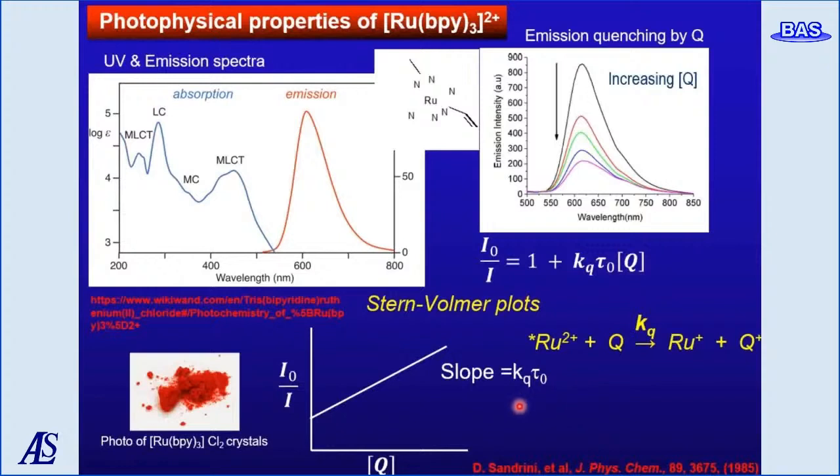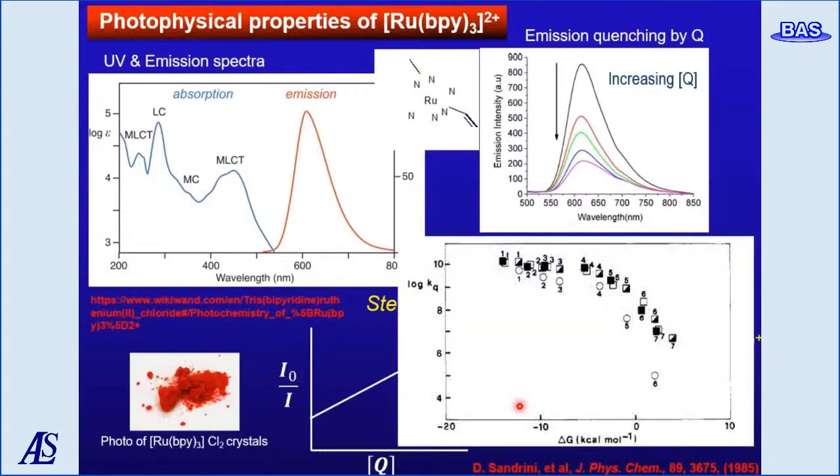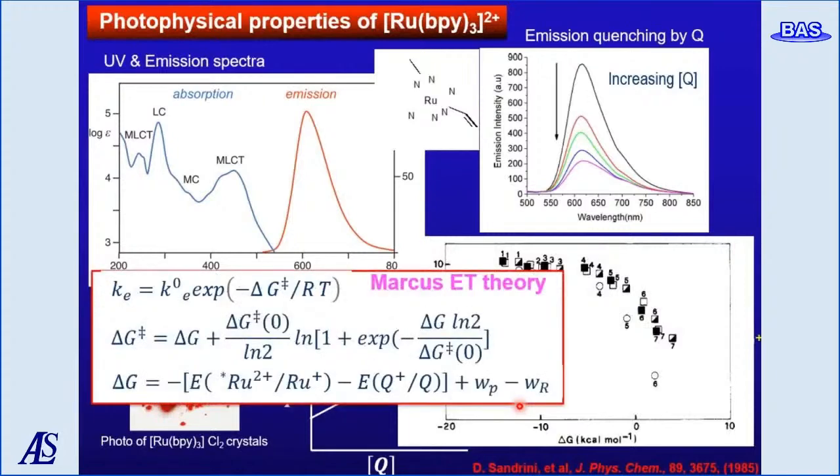Plotting the logarithm of the quenching rate constant versus the free energy of electron transfer from the redox potential of quenchers gives these curves. By analyzing this curve with the equation based on the Marcus electron transfer theory, the excited state potential was determined.